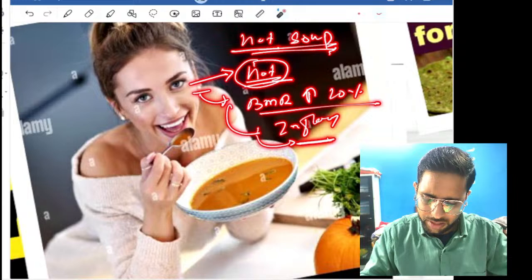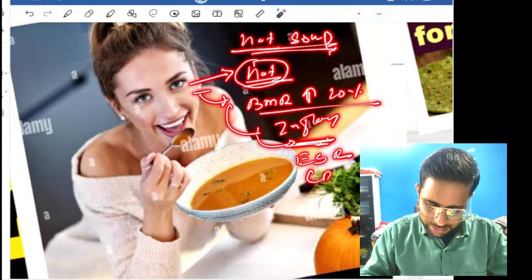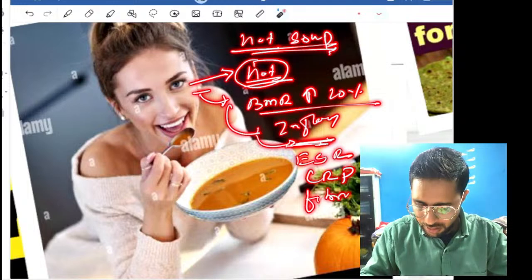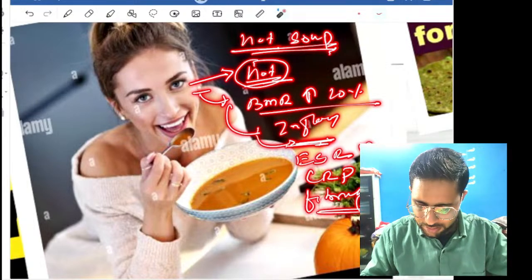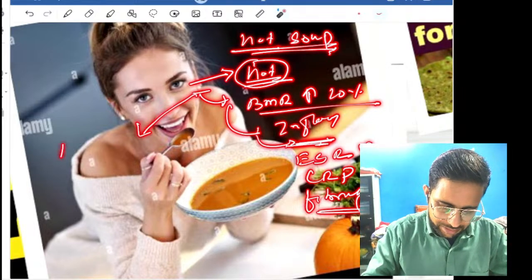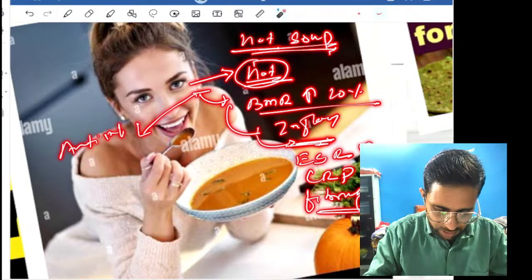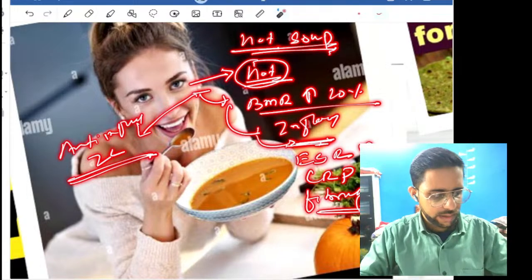So inflammatory things like ESR, like CRP, like fibrinogen, all increase. So ESR increases, fibrinogen increases. Yes. And what are the anti-inflammatory interleukins? What are the anti-inflammatory interleukins? Tell me in the chat box.